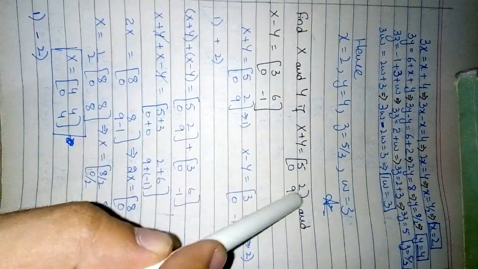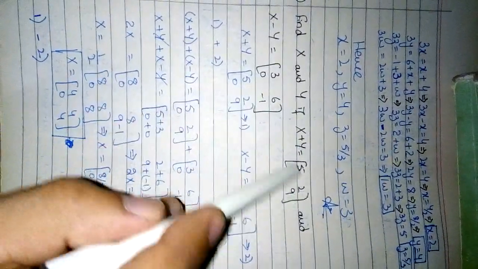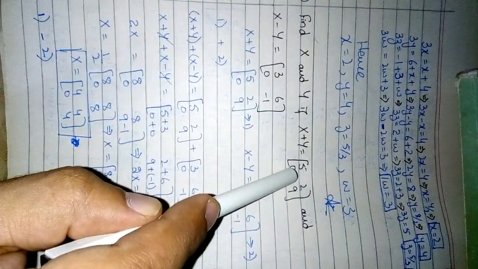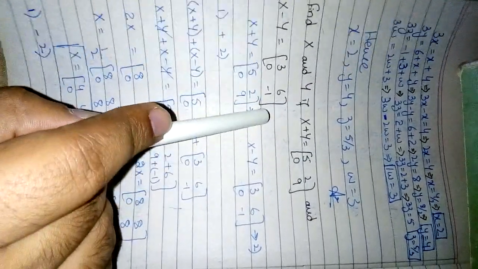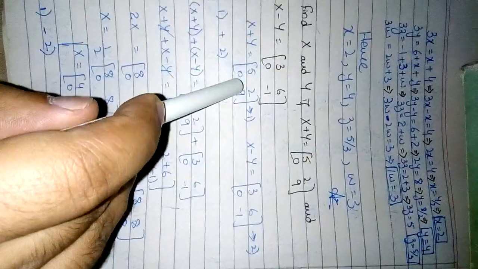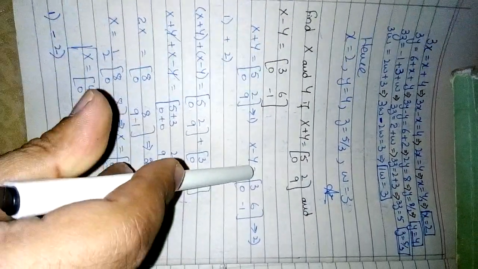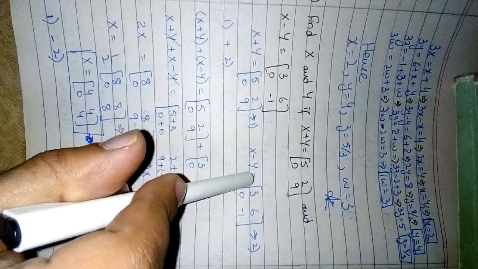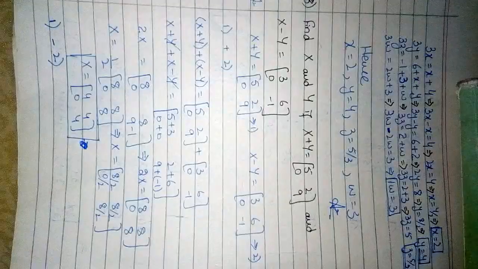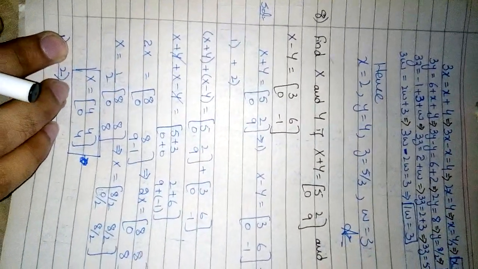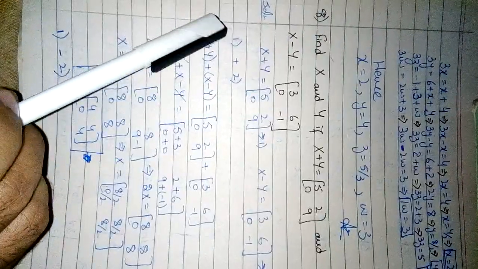If x plus y equals this matrix and x minus y is this matrix, both of these are 2 cross 2 matrices, and the values are 5, 2, 0, 9, 3, 6, 0, minus 1. I will name these two matrices as equation 1 and 2. Now we have to find out x and y, so we will simplify this.